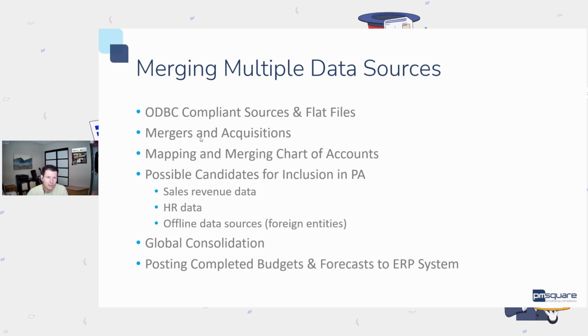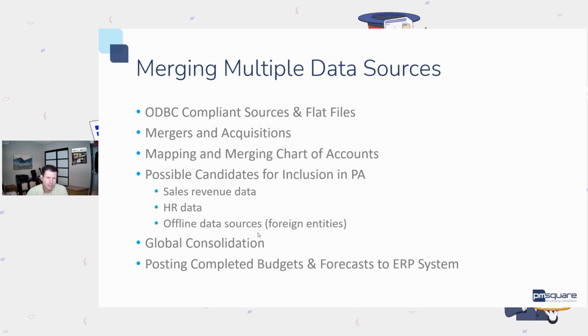To do that, you're going to need mapping and merging of your chart of accounts. Maybe different entities within the organization run a different COA. TM1 is beneficial in that regard, that you can maintain mapping tables and be able to compile those disparate accounting systems and compile them into a common reporting chart of accounts. We'll get into that in the demonstration as well.